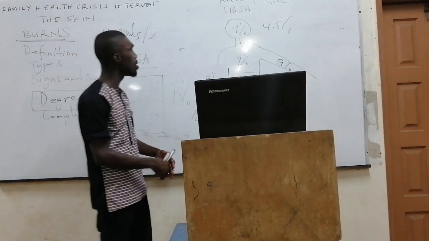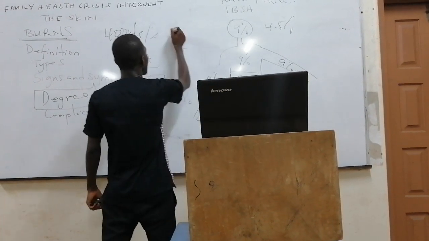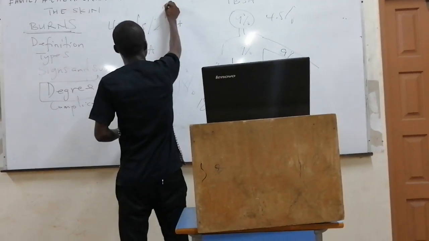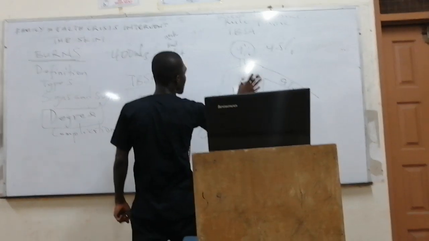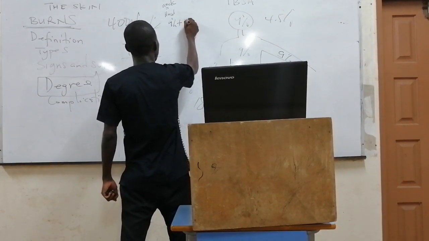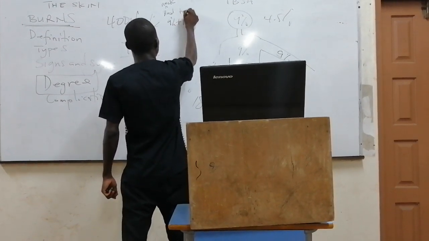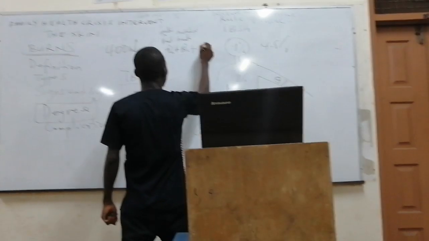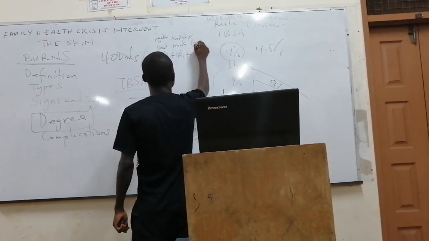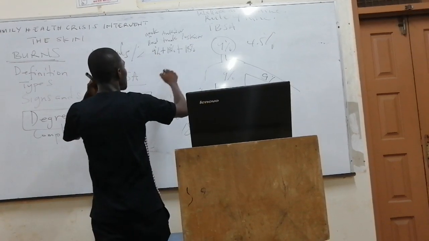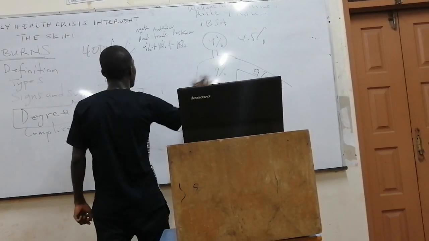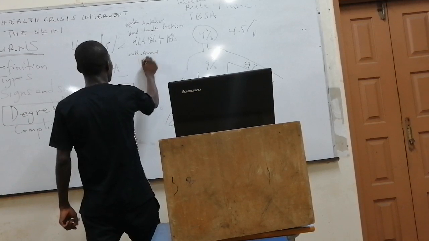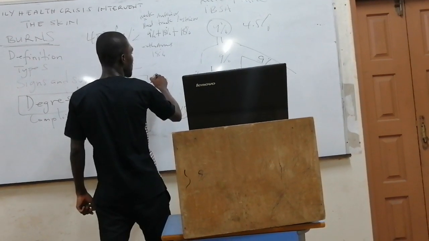So if we try to do our additions, the head plus neck is 9%, plus the anterior trunk, which is 18%, plus the posterior trunk, which is also 18%, plus the arms, each arm is 9%, so both arms are 18%. And then the legs, right?